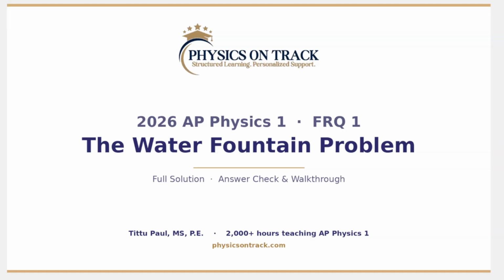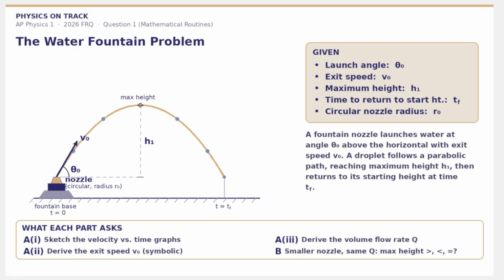Ever since they redesigned the exam format back in 2025, the exam follows the same four question types every time in the same order. So, question one is always what they call the mathematical routine question. It's the one where you sketch a graph, derive a formula, and then explain your reasoning. Let's look at the problem statement here.